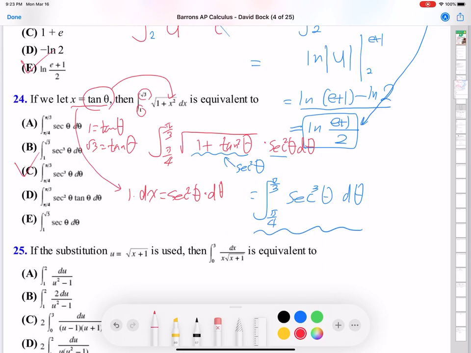So I solved just from number 17 to number 24. In the next video, I will keep solving from number 25.